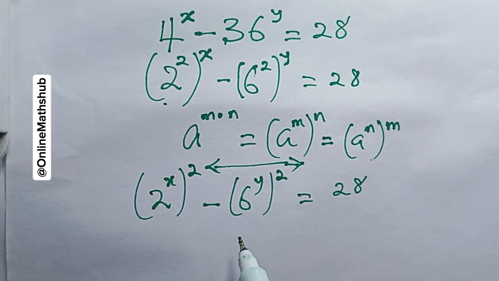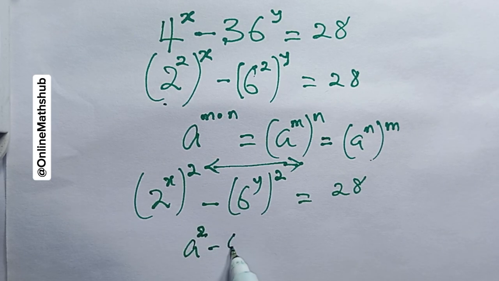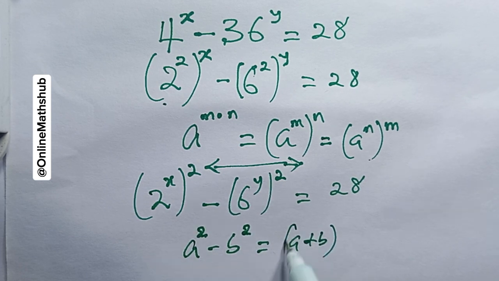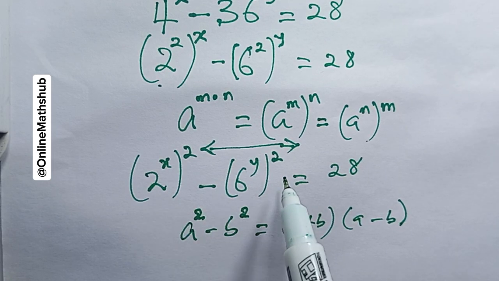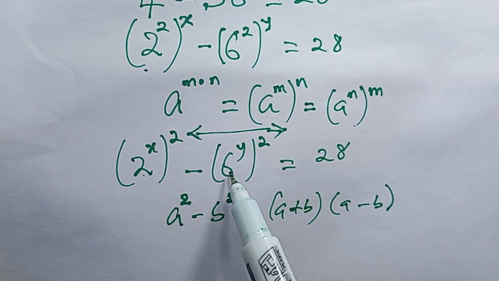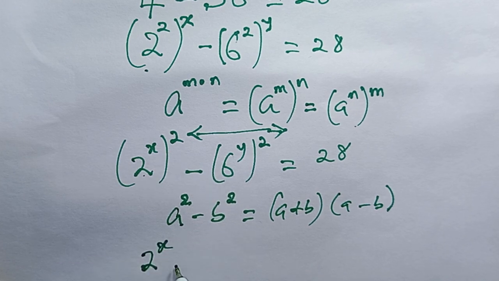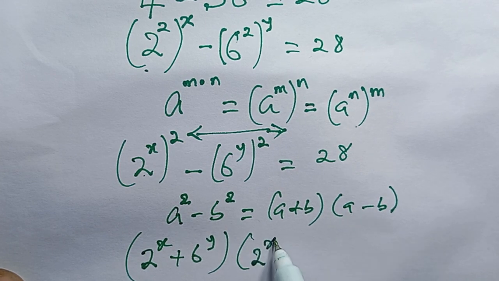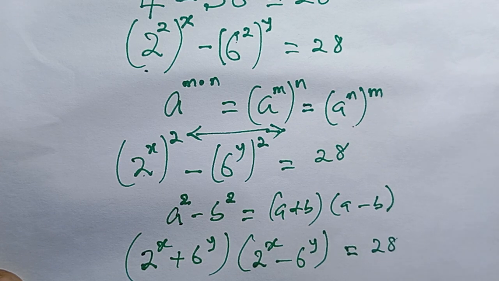You can see here that we've got a difference of 2 squares, and if you remember that when we have a power 2 minus b power 2, you can actually expand this as a plus b and then multiply by a minus b. Okay, so that is what I'm going to do right here. So in this case, you can see that our a is equal to 2 power x and our b is equal to 6 power y. So what I'm going to have here is 2 power x plus 6 power y, multiplied by 2 power x minus 6 power y, and is equal to 28.